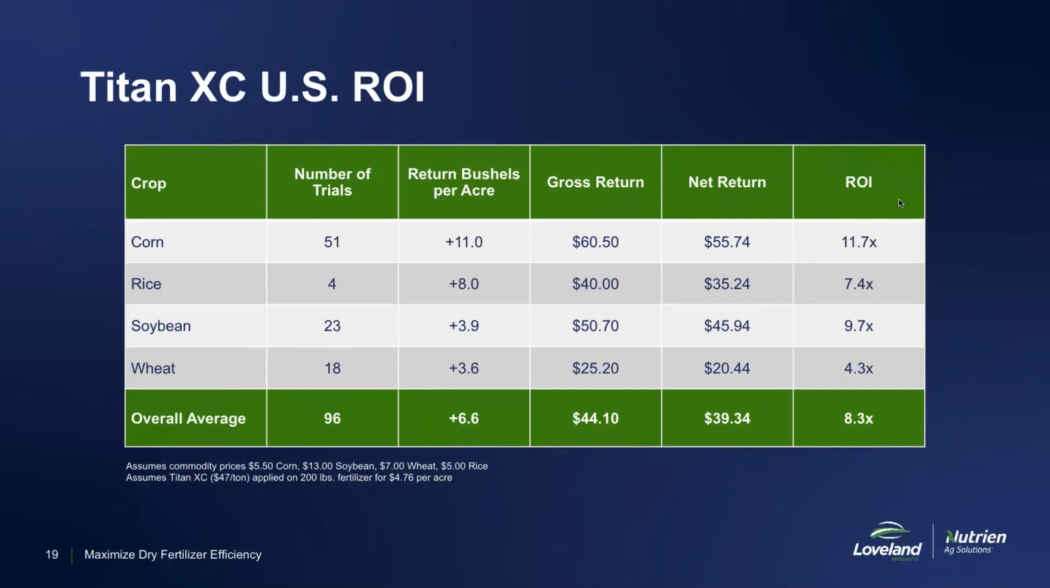Soybeans, that 3.9 bushels doesn't look like much, but look at the return on investment, almost 10 to 1. Pretty solid. Wheat had 18 trials, about 3.5 bushels. Again, for every dollar we spend, we get over $4 back. That's, again, we talked about efficiency and economics, return on investment. That's one of the themes of this, is to show you how Titan XC can influence the return on investment that you make in your dry fertilizer this season.